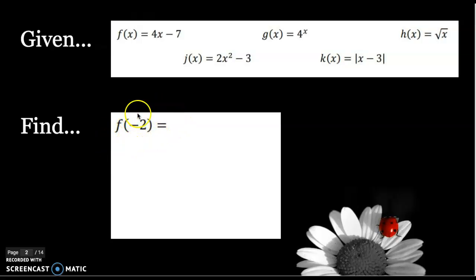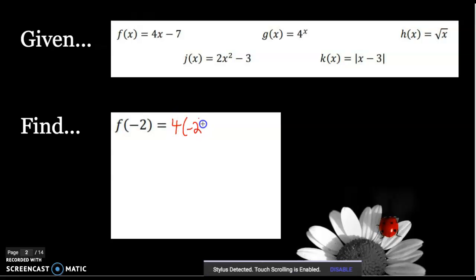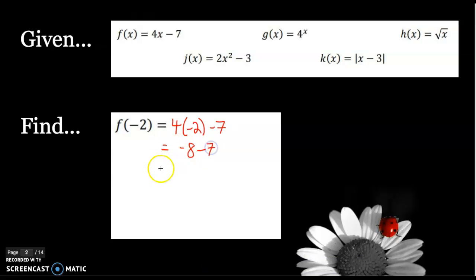In this example, we'll be asked to find f of -2, so go ahead and give that a try now. And now I'm going to do it. So f of -2 means that we're going to be doing 4 times -2 minus 7, which gives me -8 minus 7, which gives me -15.